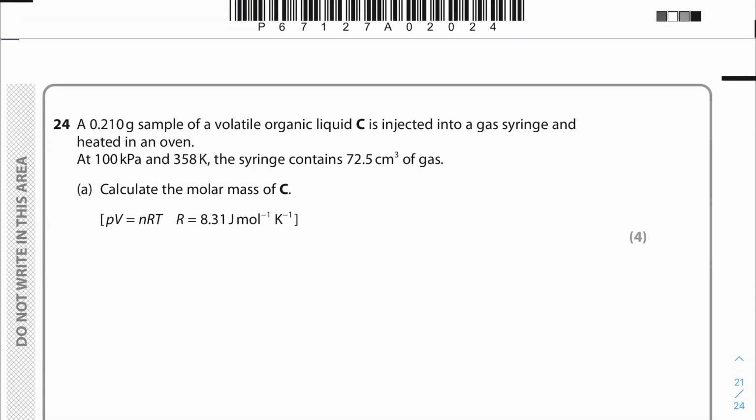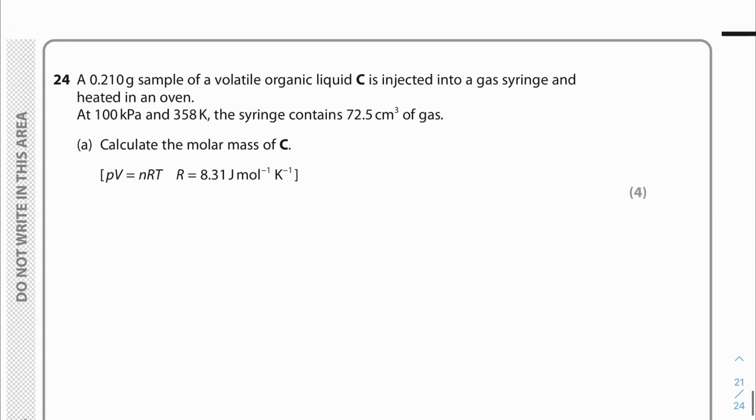So, 0.210 gram of sample of volatile organic liquid is injected into the gas syringe and heated in an oven. At 100 kPa and 358 Kelvin, the syringe contains 72.5 centimeter cube of gas. Calculate the molar mass of C. We have been given the equation, so all we have to do is work out. So let's see what we have to do here.